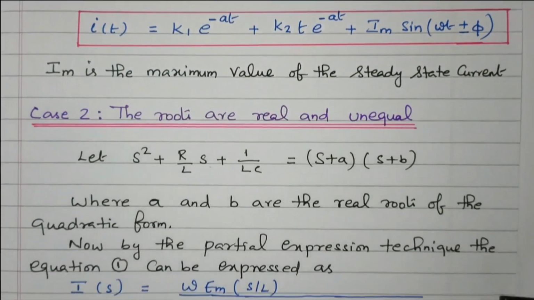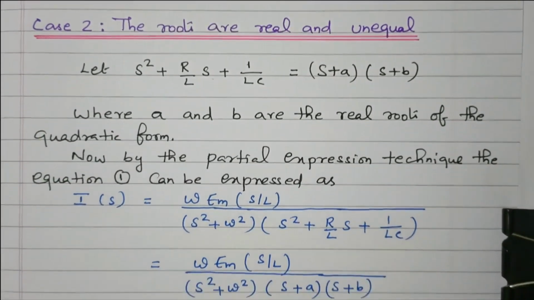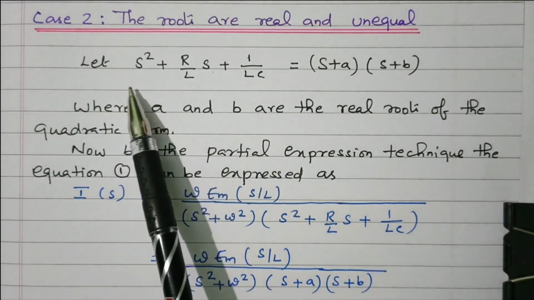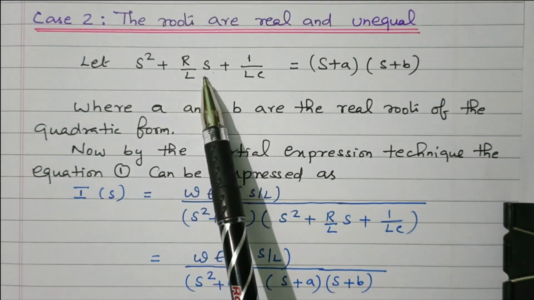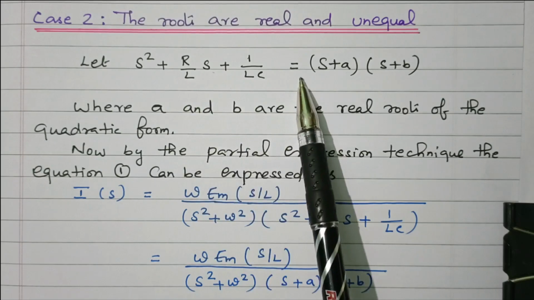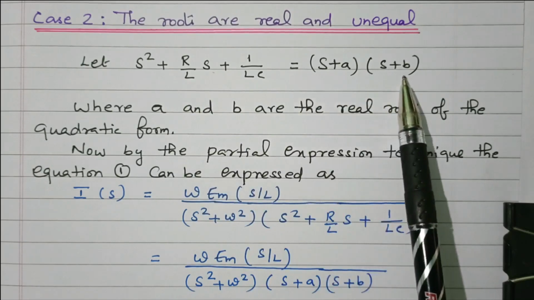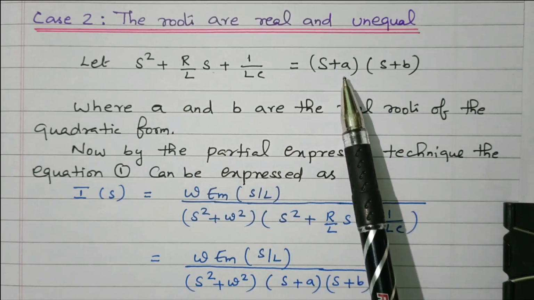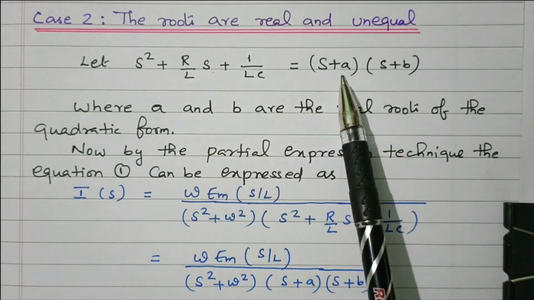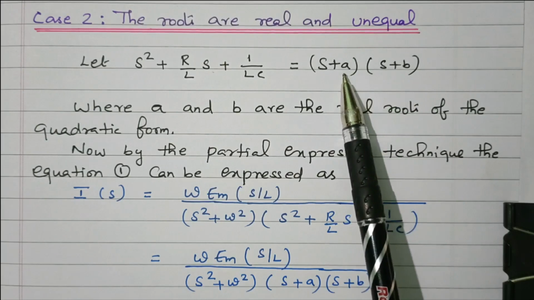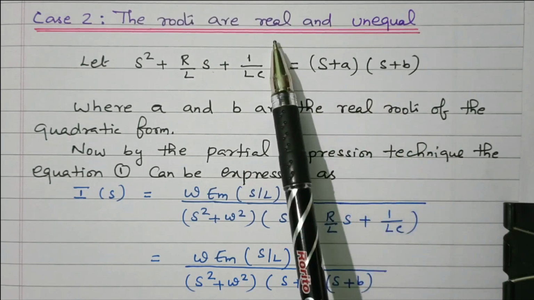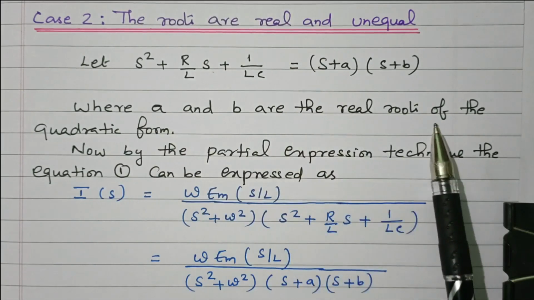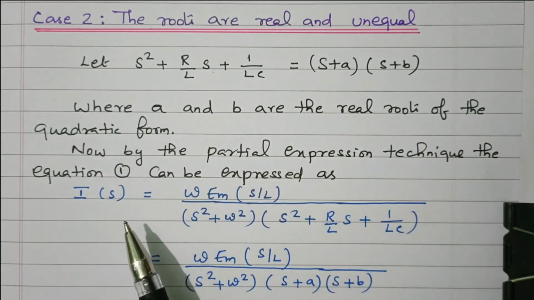The roots are real and unequal. Two different roots are available. Let us consider s square plus R by L s plus 1 by LC equal to (s plus a) into (s plus b). Earlier we had (s plus a) the whole square, where both roots were a, but here they are different: (s plus a), (s plus b). One root is a, another root is b. So the roots are real and unequal, where a and b are the real roots of the quadratic equation.